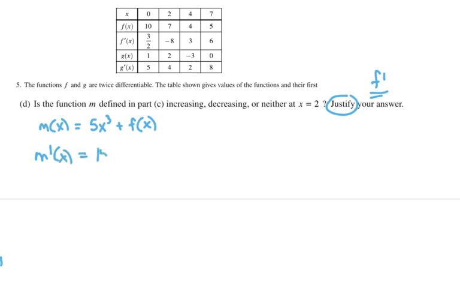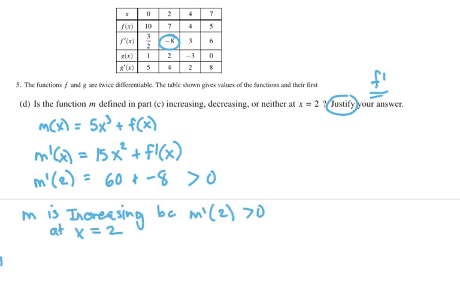That's just 15x squared plus f prime of x. And if I find m prime of 2, it's just 15 times 4, which is 60. F prime of 2 is negative 8. So my answer is that it's greater than 0. Okay, so it is increasing. Rather, I should say m is increasing at x equals 2, because m prime of 2 is greater than 0. There you have it.